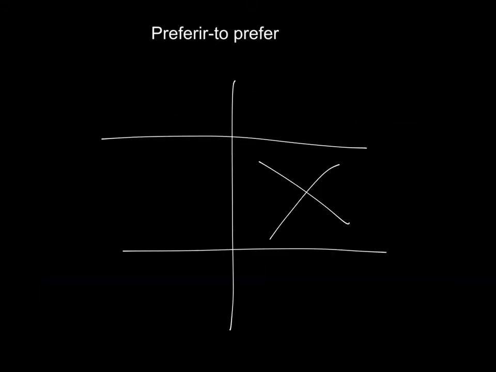Let's do another one. We have the verb preferir, which means to prefer. I want you to conjugate this verb using stem changing rules, and I also want you to pay attention to which one you would change. Would you change it right here or right here? There was a rule that we discussed earlier. So I want you to pause the video, conjugate the verb, and then play the video to see if you did it correctly. Pause the video now.